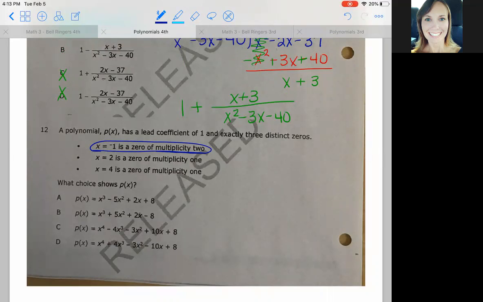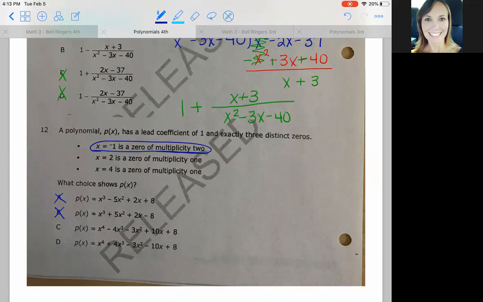So I know that I have 4 total zeros because I have 2 that are -1, and that's where it bounces on your graph. And then I have 2 that are just multiplicity of 1. So when I add that up, I get 4. So I know by looking at my answer choices that A and B are not possible because they're only cubed, and I actually have 4 zeros. They're counting on you not knowing what multiplicity is here.